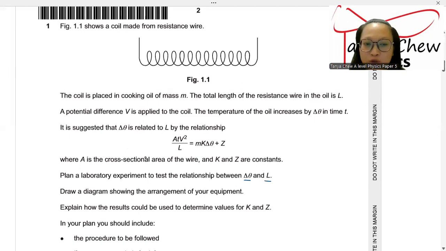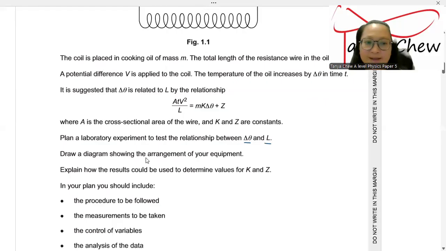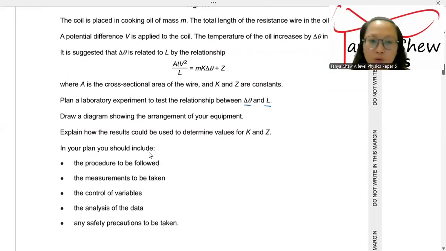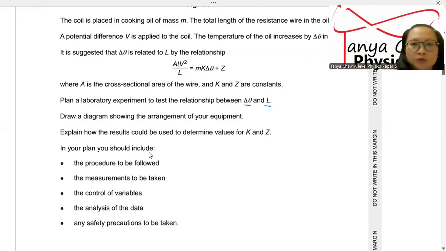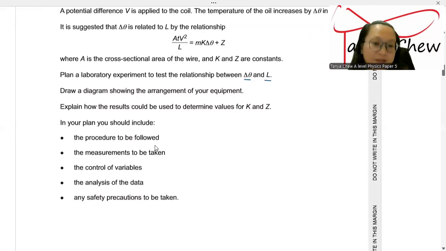Draw a diagram to show the arrangement of your equipment, which I already drew and I'm going to show you later. Explain how the results could be used to determine the values for k and z. And in your plan, you should include the procedure, the method to be followed, the measurements to be taken, the control variables, the analysis of the data, and any safety precautions to be taken as well.